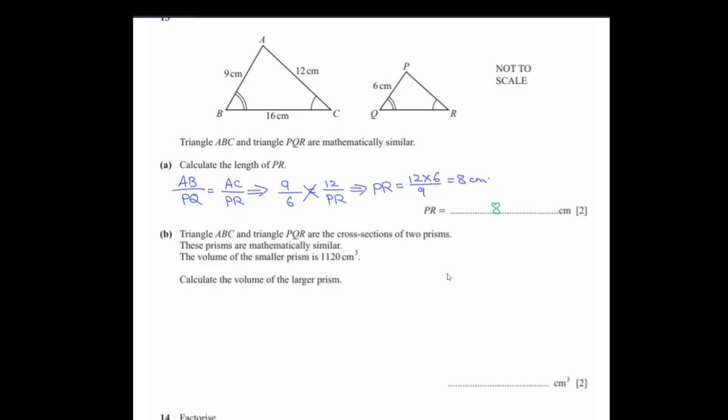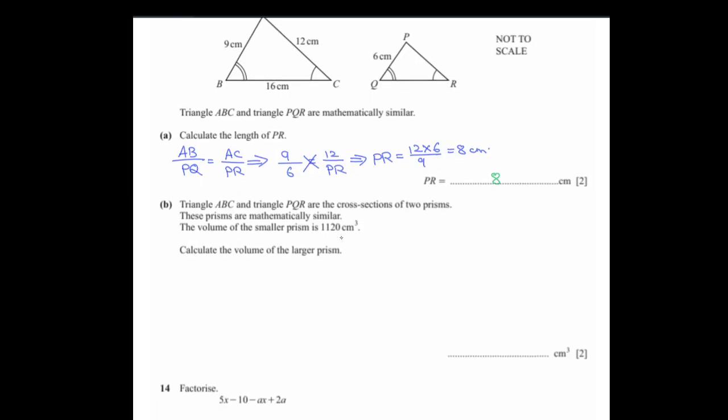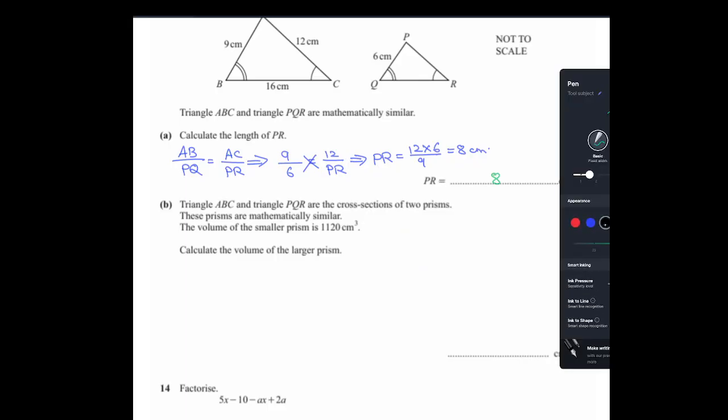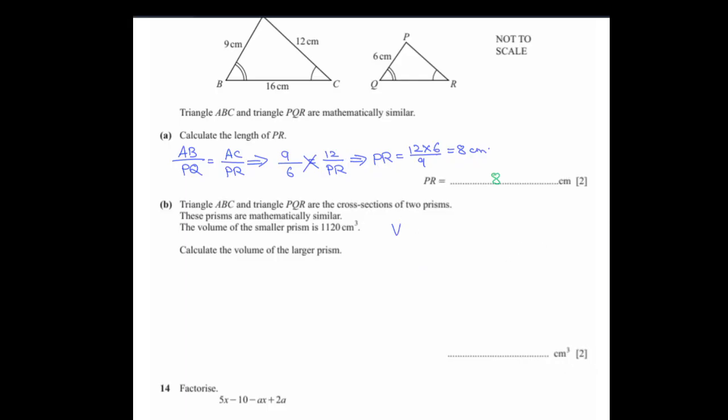Question number B. Triangle ABC and triangle PQR are the cross sections of two prisms. These prisms are mathematically similar. The volume of the smaller prism is 1120 centimeters cubed. Calculate the volume of the larger prism. So you must know that for any two similar solid shapes, the ratio of the volume of the larger prism to the volume of the smaller prism will always be equal to the cube of the ratio of their sides, or the measurements of any lengths, heights or whatever.